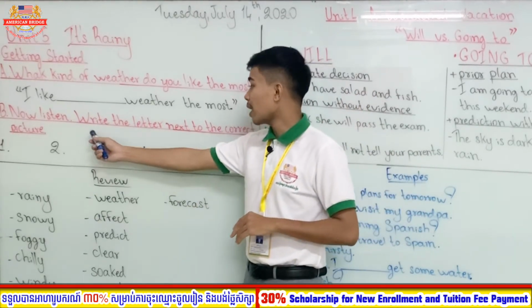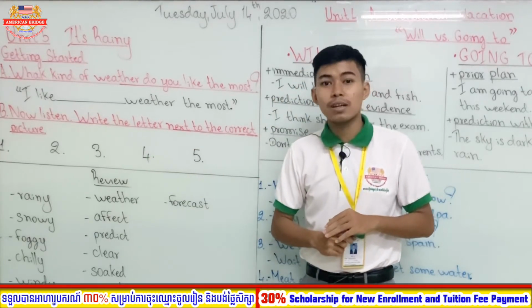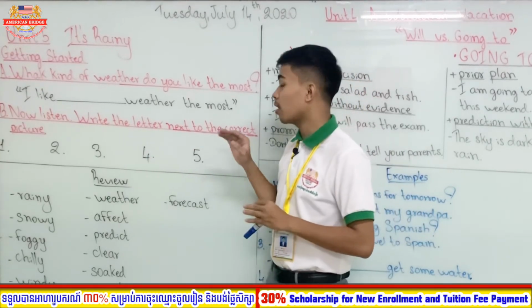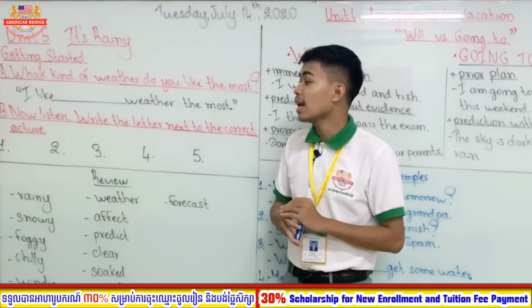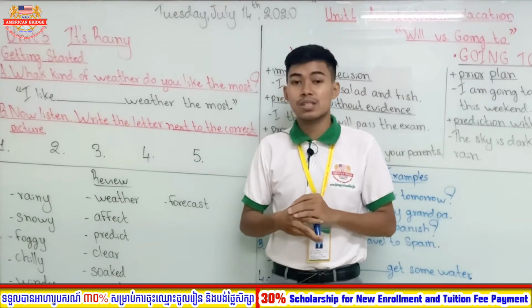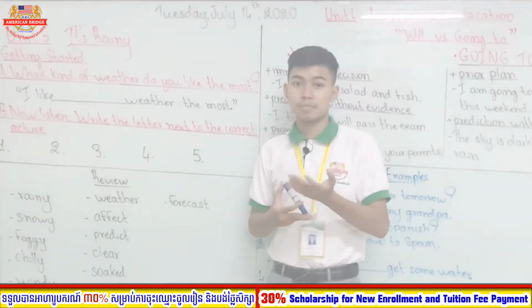Now listen, write the letter next to the correct picture. In exercise B on page 34, you will see 4 or 5 pictures, and you are going to listen to track 40, and you have to write the letter next to the correct picture. So I will play the listening for you. Let's listen.